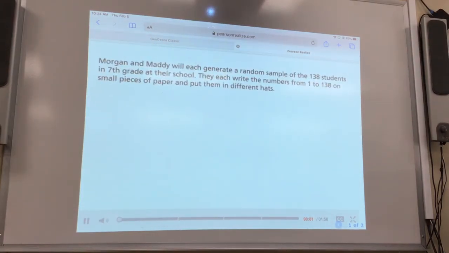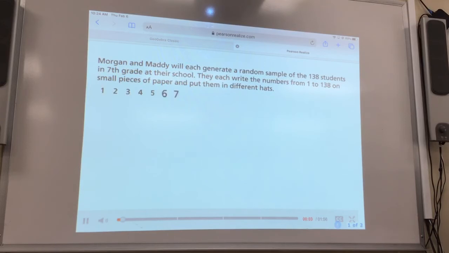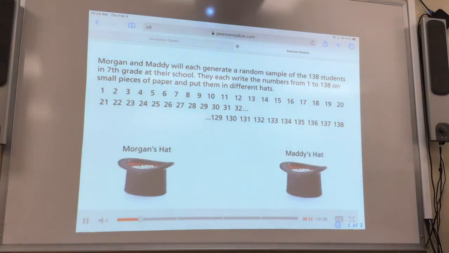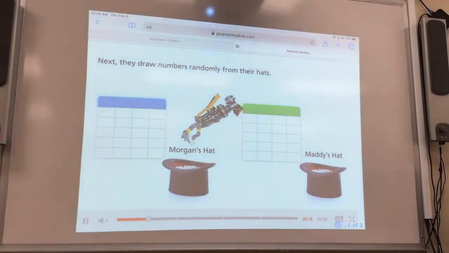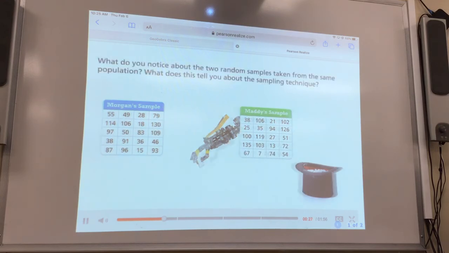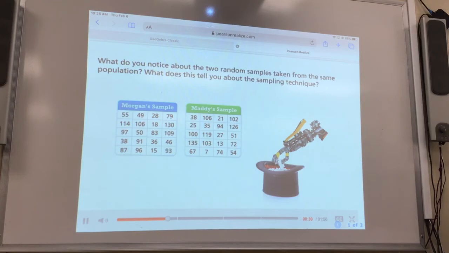Morgan and Maddie will each generate a random sample of the 138 students in 7th grade at their school. They each write the numbers from 1 to 138 on small pieces of paper and put them in different hats. This was Bailey's idea, I think. Next, they draw numbers randomly from their hats. Here are the numbers that Morgan drew, and here are the numbers that Maddie drew. What do you notice about the 2 random samples taken from the same population? What does this tell you about the sampling technique?